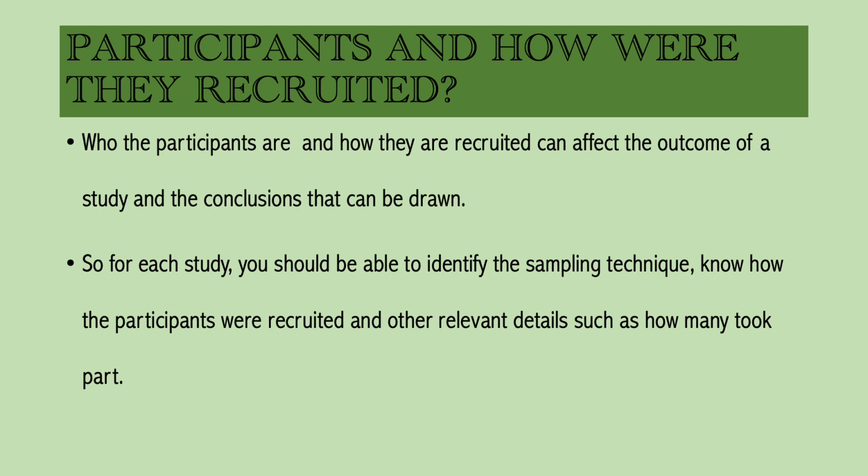For example, how many participants were in that study, how many male, how many female, what is their age group, how were they recruited? Did they volunteer to be involved in the study? Were they selected randomly? Were they paid to participate in the study? All these details are what you would have to memorize for every core study. The participant details and how they were recruited is the most important part. Okay? So participants is quite straightforward.